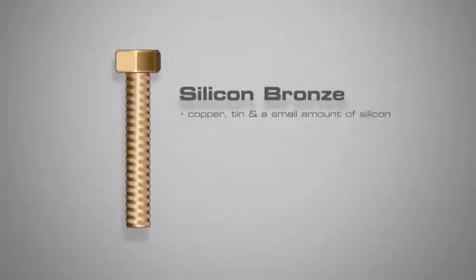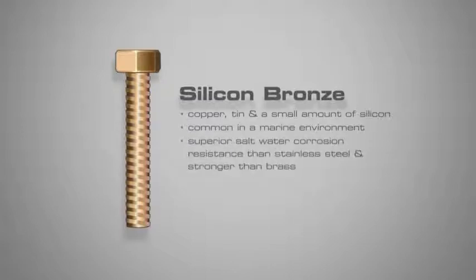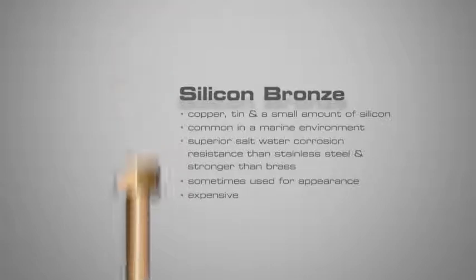Silicon bronze bolts are usually just called bronze and are an alloy made of mostly copper and tin with a small amount of silicon. Bronze is usually used in a marine environment and is preferred over stainless for wooden boat construction and refastening due to its superior saltwater corrosion resistance and over brass due to its better strength. Bronze bolts are similar to copper in color and are sometimes used for its appearance. The main drawback of bronze is its cost.